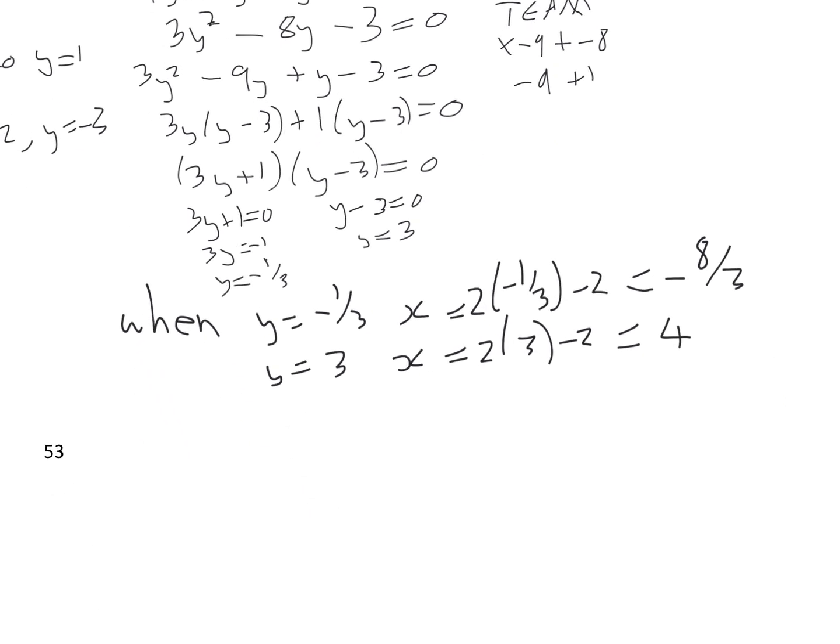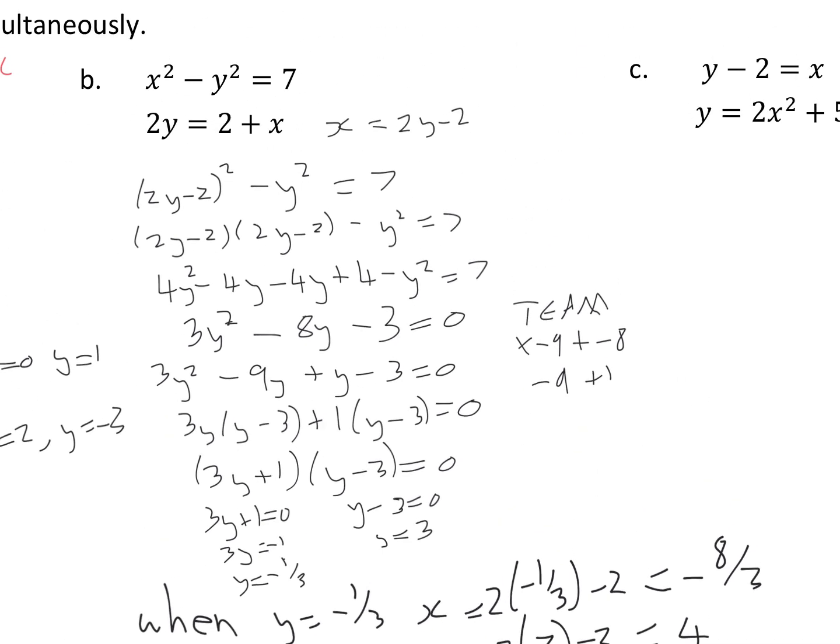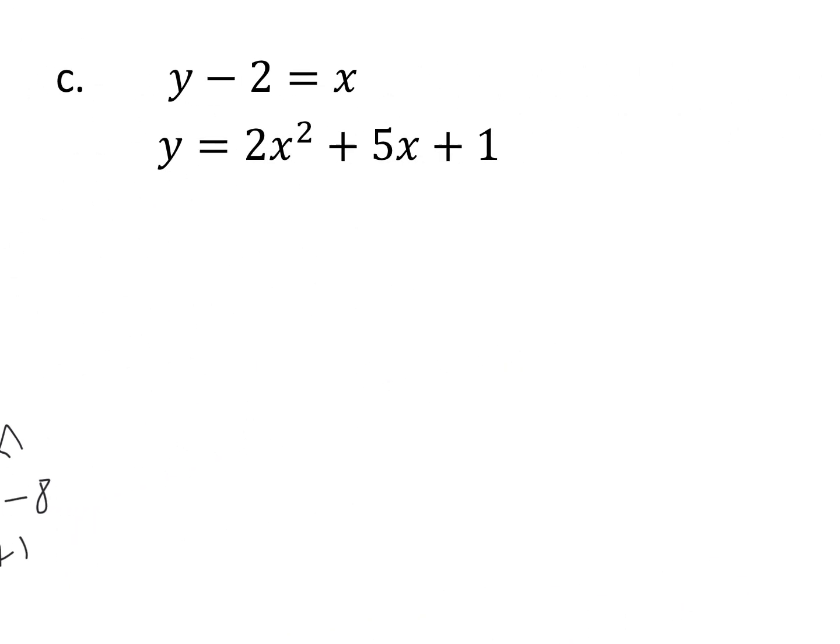So let's write that neatly as our answer. We would say x equals minus 8/3, y equals minus a third, or x equals 4, y equals 3. Okay, so that was substituting in for x this time instead of y, and then we solved the quadratic this time by factorizing. Okay, last one.